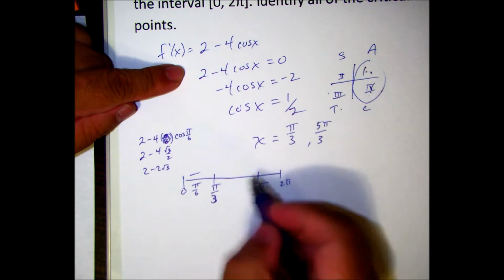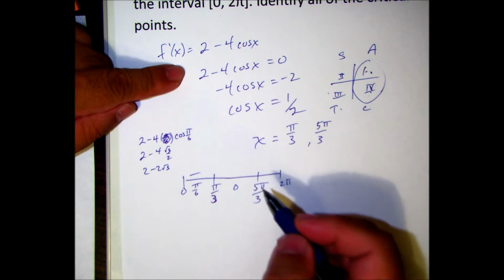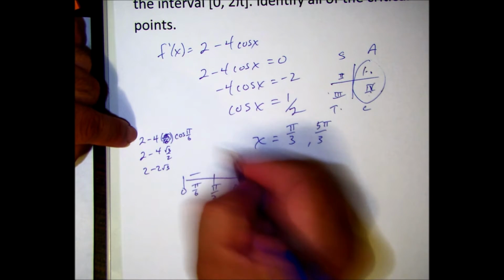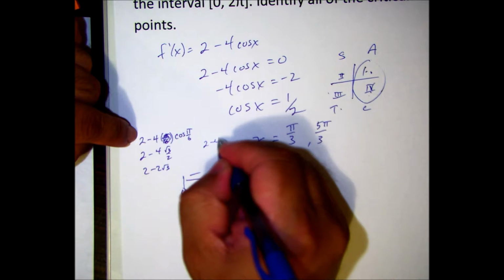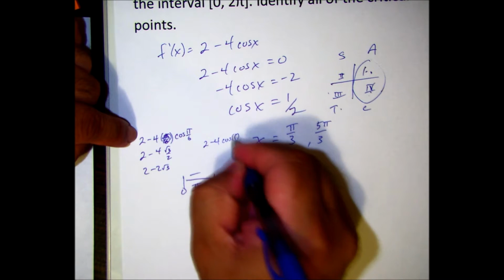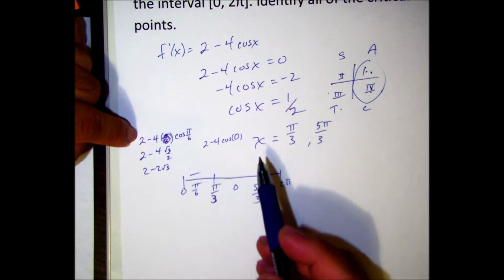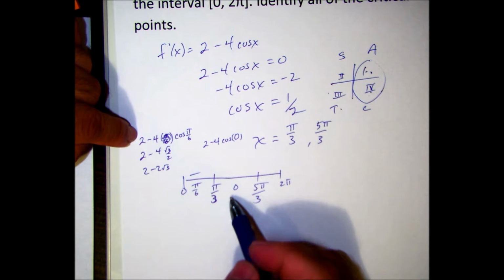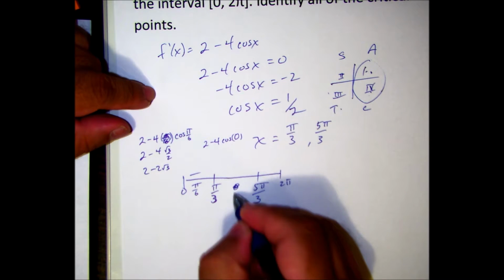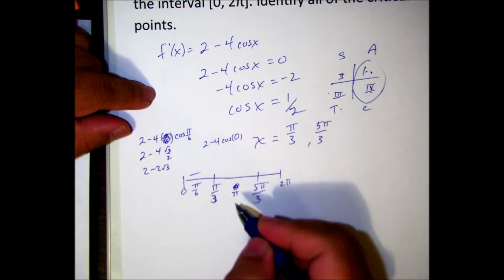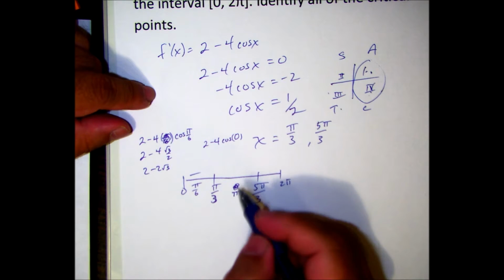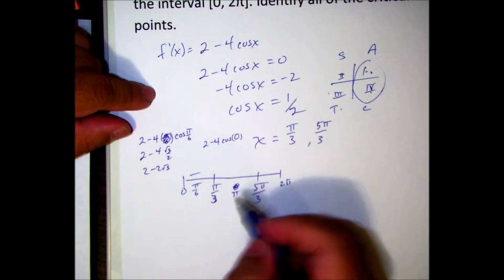Okay, and then here, between pi over 3 and 5 pi over 3, 0 is a good option. So we're going to plug in 0 into 2 minus 4 cosine of 0. Cosine of 0, I said 0. Why did I say 0? Pi. Sorry about that. I am so sorry. That was a really bad mistake.